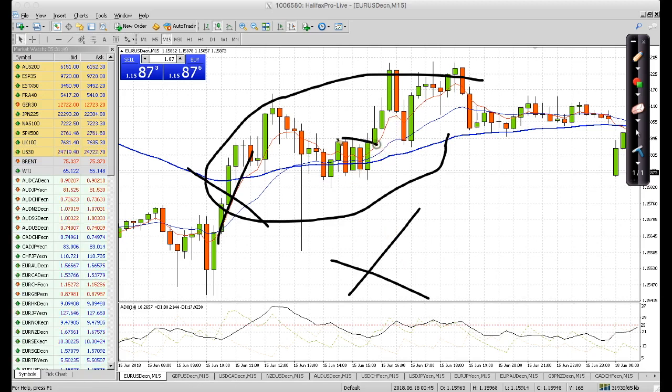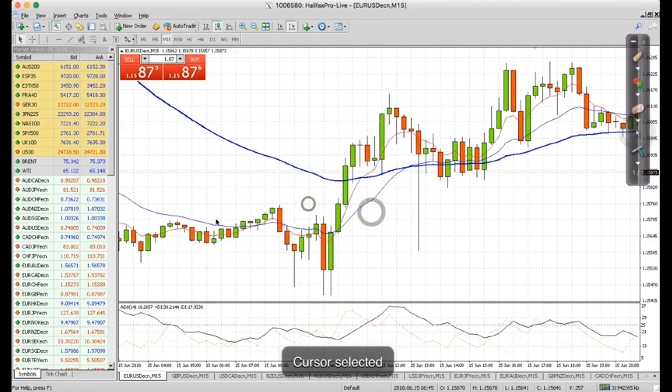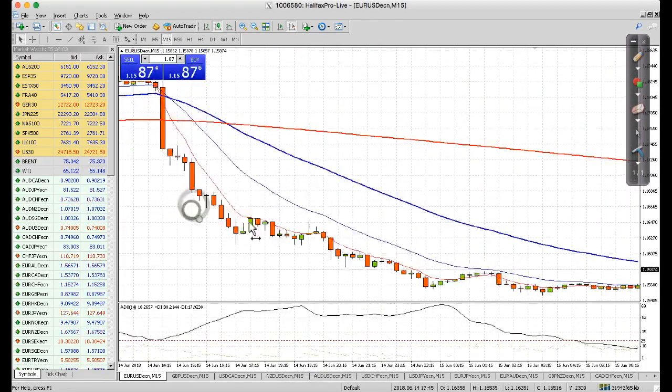But you can see that over here, it's not surfing the 6 or the 18, right? In fact, it's surfing the 50. Now, for this strategy, we only want to surf the 6 or the 18, not the 50 moving average, okay? So that's not a clear surf. Let me find a clear surf for you, all right?